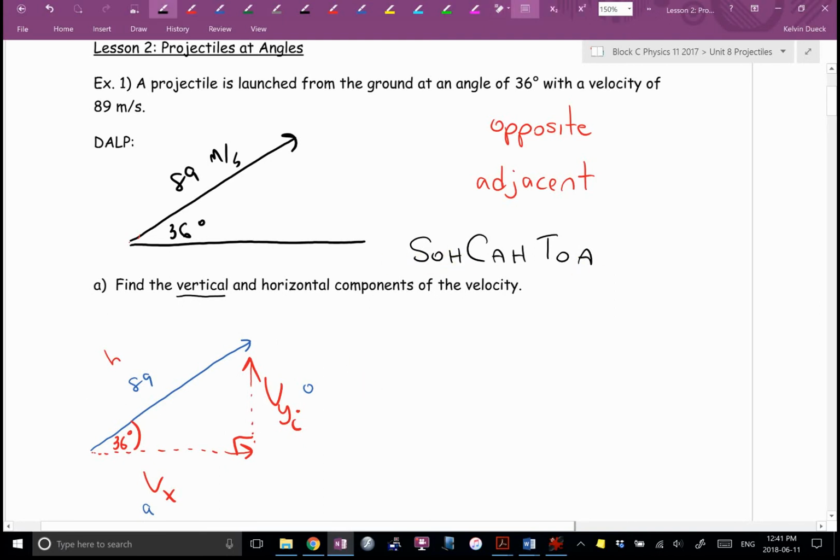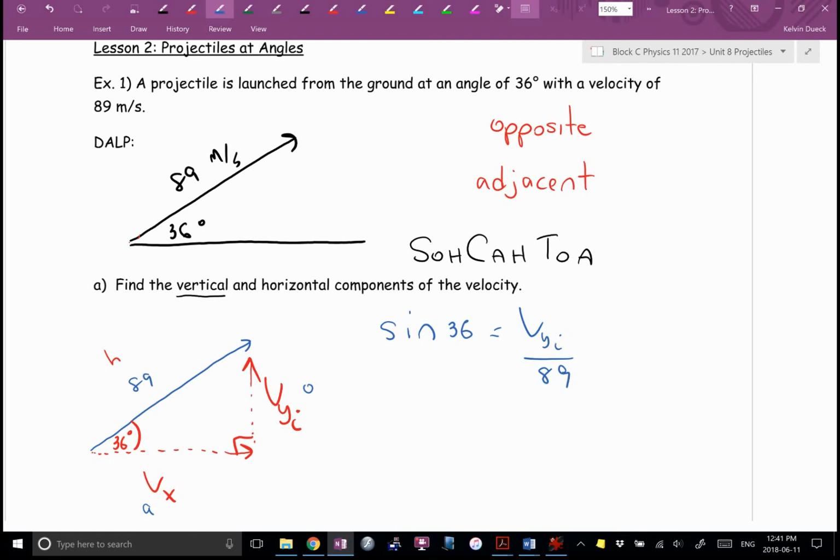So everybody, we're going to write this down, please. Sine. What always goes next to the trig function? The angle. What's the angle in degrees? Equals opposite, Vy initial, over hypotenuse. How would I get the Vy by itself? What will I do with that divided by 89?